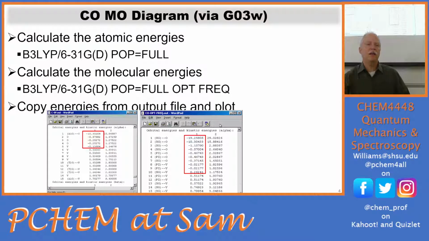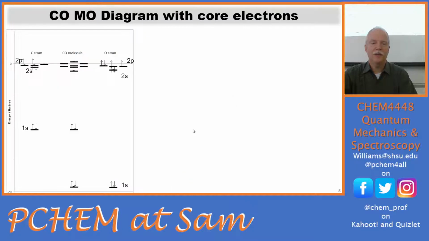Okay, so let's look at a little more complicated MO diagram. This one is done by Gaussian. I calculated the atomic energies. This is for carbon monoxide. Calculate the molecular energy. So I did the atomic sides, both sides, carbon and oxygen. I calculated the molecule, and then I copied those energies from the output file and plotted them. So here's the full MO diagram with the core electrons. And it's nice to show the core electrons because you can see how they don't really move. They don't interact. And so on the left side, we have the carbon atom. On the right side, we have the oxygen atom.